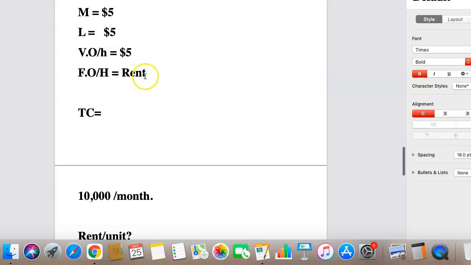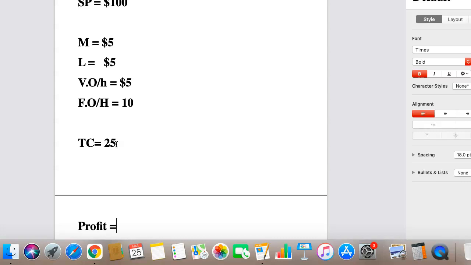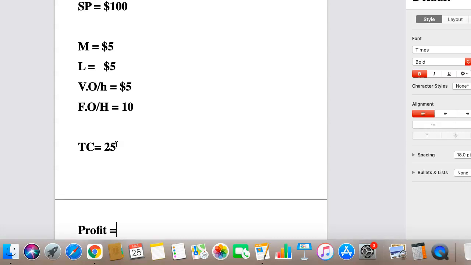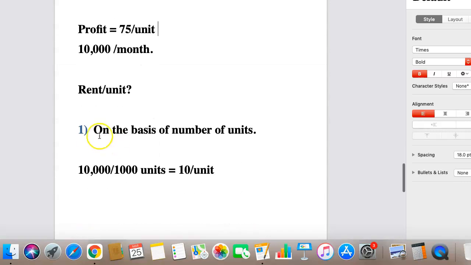So what you will do here, you will put 10 here and you will say the total cost is 25, and you will say the profit is, we were selling it for 100, right? And your total cost is 25. So your profit is 75 per unit, per piece, right? Everything seems great. One way of calculating the fixed cost per unit was on the basis of number of units. Seems very sensible.